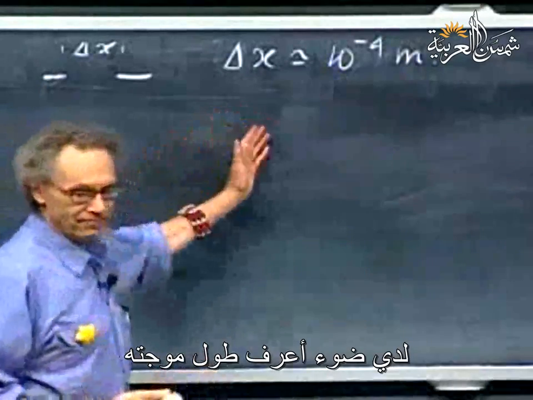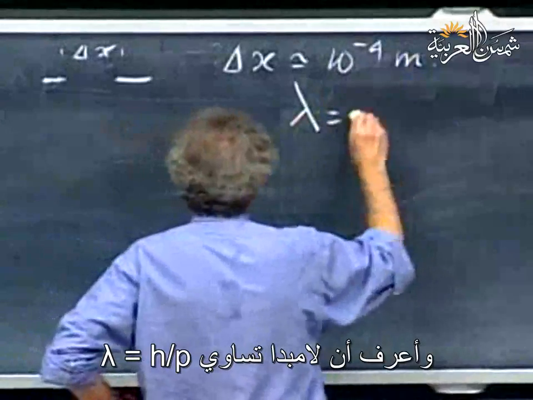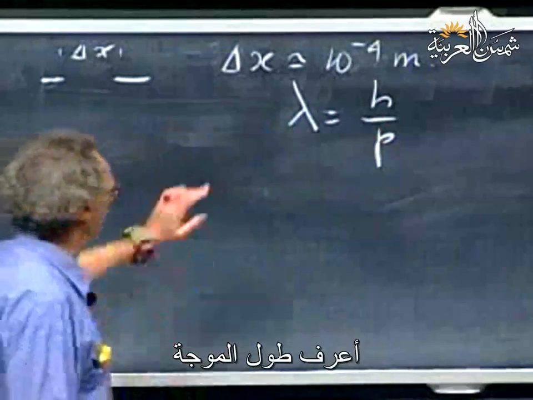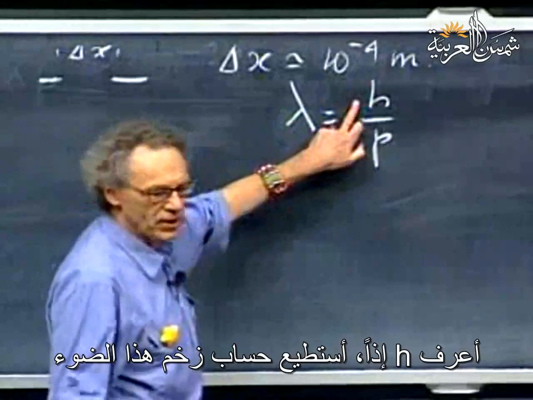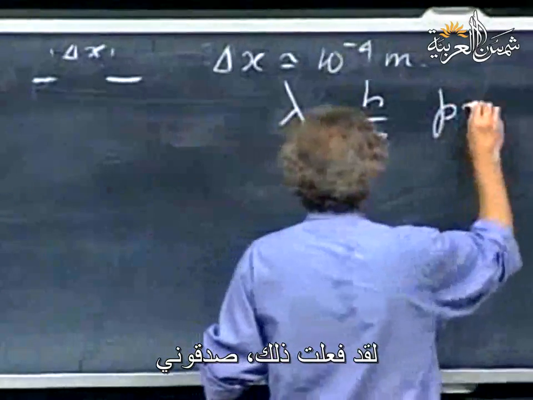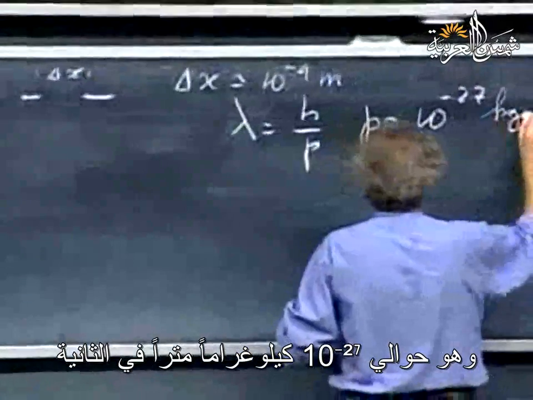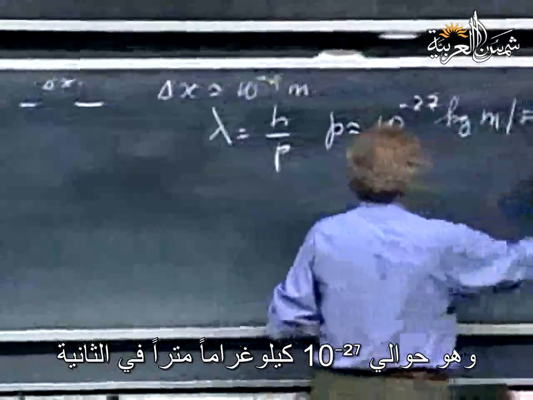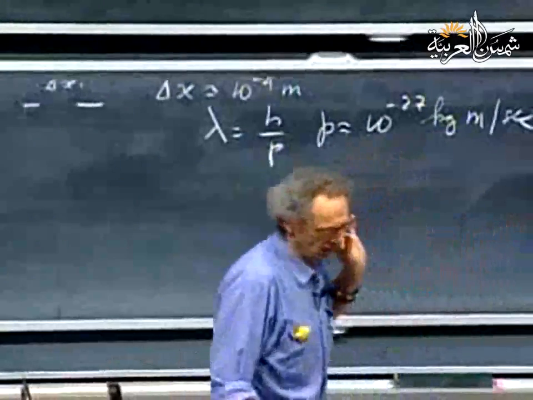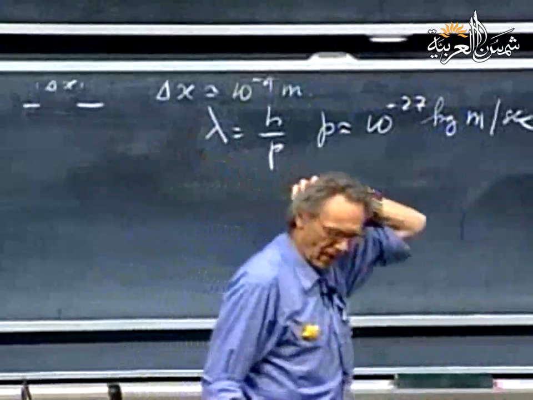I have light. I know the wavelength of the light. And I know that lambda equals h divided by p, according to de Broglie. I know the wavelength. I know h. And so I can calculate the momentum of that light. I have done that. Take my word for it. It is about 10 to the minus 27 kilogram meters per second. That's the momentum of the individual light photons. Think of them as particles, which you can do according to de Broglie.